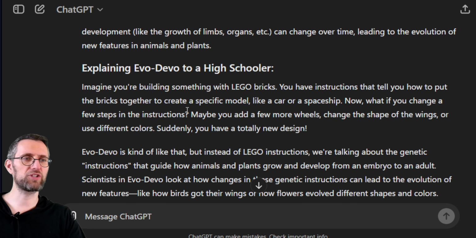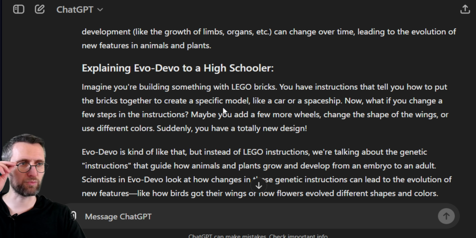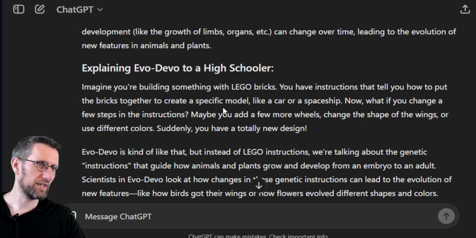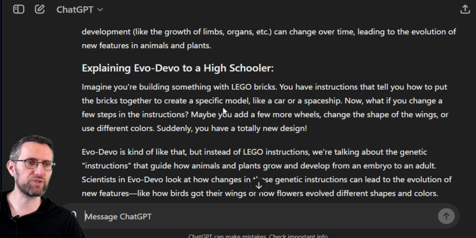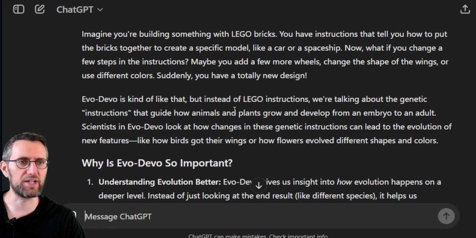Now, imagine you're building something with Lego bricks. You have instructions that tell you how to put the bricks together to create a specific model, like a car or spaceship. Now, what if you change a few steps in the instructions? Maybe you add a few more wheels, change the shape of the wings, or use different colors. Suddenly you have a totally new design.